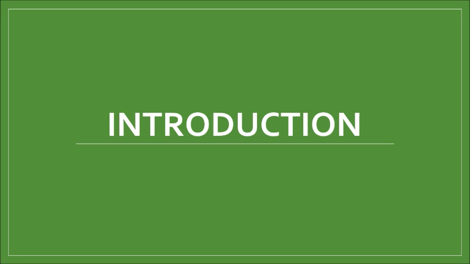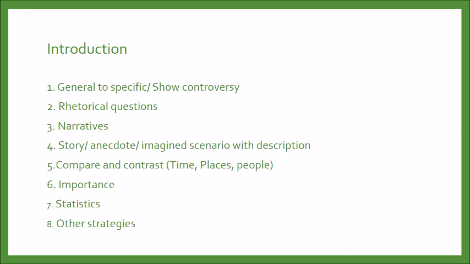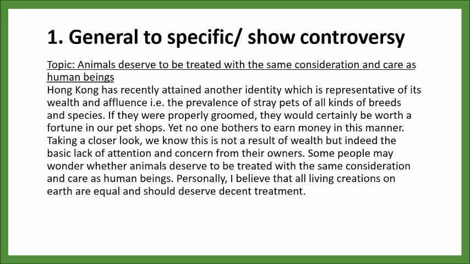Now I'd like to tell you how to write an introduction. There are actually 7 strategies if you don't count this one. For the first one, it is like from general to specific. As you can see from this example, I move from something about stray pets to animal cruelty. So you can see that I talk about the background in detail first.